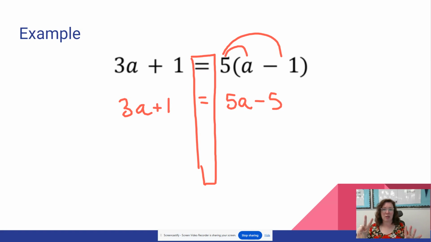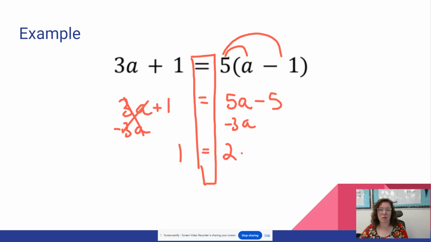The second step, if there's a variable on both sides, choose one of them to get rid of. Well, I like the smaller one, so let's get rid of the 3a. It's a positive 3a, the opposite of a positive 3a is a minus 3a on both sides of the equal sign. Now we have 1 equals 2a minus 5, and it's just a two-step equation. Add 5 to both sides and then divide by 2.